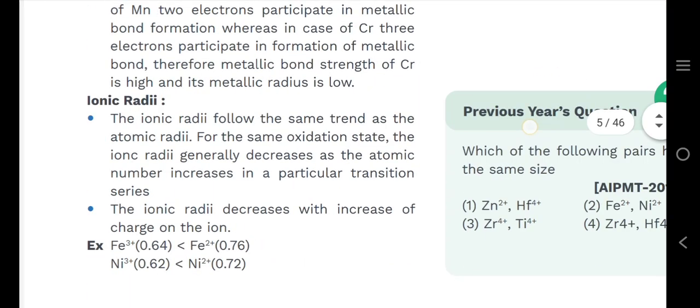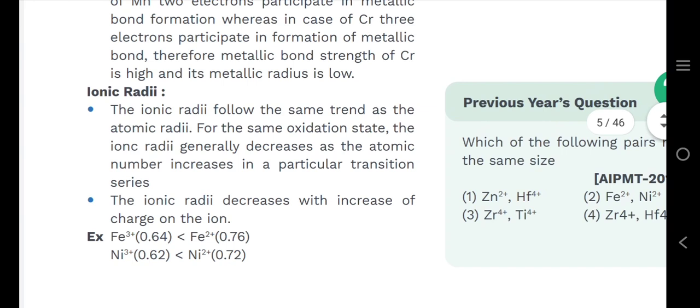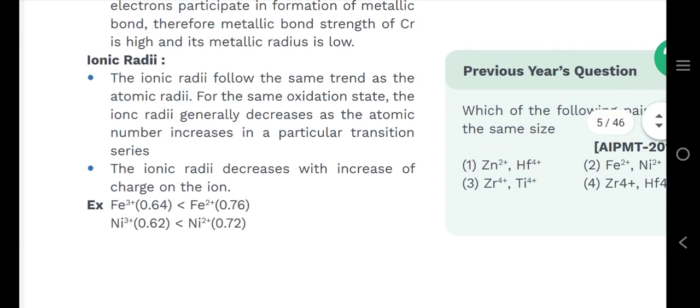Ionic radii. The ionic radii follow the same trend as the atomic radii for the same oxidation state. The ionic radii generally decrease as the atomic number increases in a particular transition series. The ionic radii decrease with increase of charge on the ion. For example, Fe3+ has ionic radius 0.64 and Fe2+ has ionic radius 0.76.